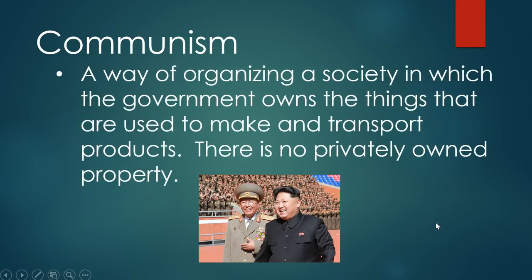Communism. Communism is a way of organizing a society in which the government owns the things that are used to make and transfer products. There is no privately owned property. And see, here we have pictured the dictator of North Korea, because North Korea is one of those communist countries that people are most familiar with. So if you live in a country where communism is practiced, you do not have the opportunity to do things such as own your own business, or oftentimes you may not even have the availability to pick what you want to do for a career or how you want to make money and things like that.